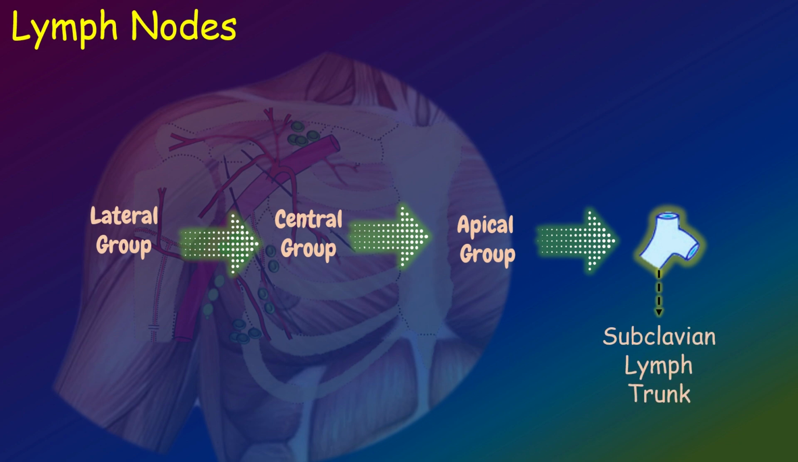At the end, the subclavian lymphatic trunk arises from the apical group and conveys the lymph to the thoracic duct, or to the right lymphatic duct, through which it reaches the bloodstream. That concludes our video on the axillary region in the upper limb.